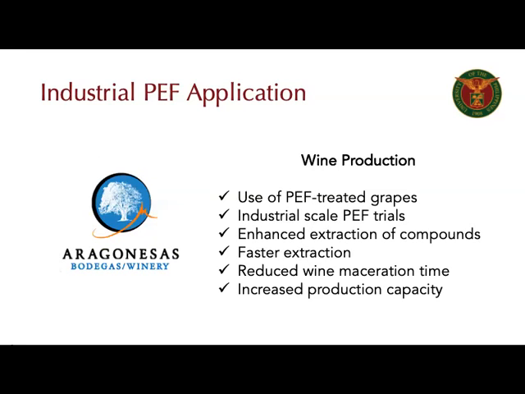And then we have PEF treated grapes, which are used for wine production. These are industrial scale PEF trials with Aragonese bodegas and wineries. Here, there is enhanced extraction of compounds. They have reported faster extraction, reduced wine maturation time, and increased production capacity. Okay.